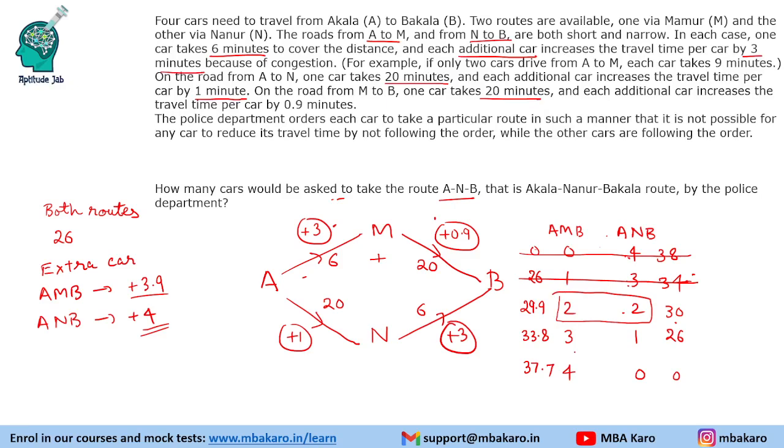Now let us say this situation is happening, 1 and 3 here. In this scenario they will not break the rule because they are taking less time, but this car can break the rule because it is traveling at 33.8, and if it moves to this scenario, the cars are taking 33.8 minutes, but if they break the rule they will be able to travel in just 30 minutes. So this scenario also is not possible because the cars will tend to break the rule.